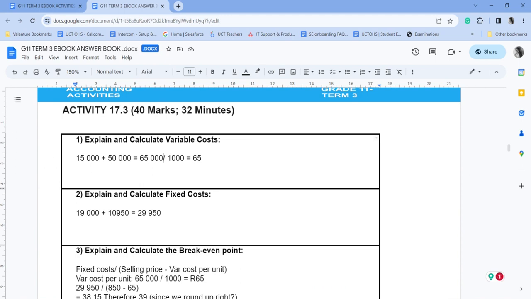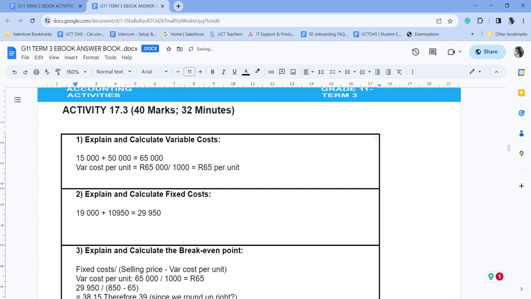And then if you want to get the variable cost per unit, we will have to take that 65,000 and divide it by the number of units that have been produced, which gives us 65 rand. They did tell us that they produce 1,000 pairs of sneakers. So this means that our variable cost per unit will be 65 rand.